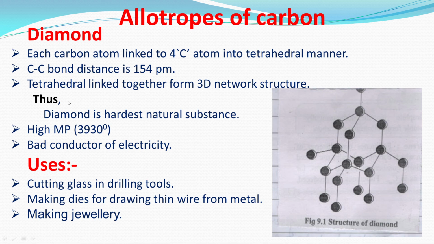Thus, diamond is the hardest natural substance. It has a high melting point, about 3930 degrees. It is a bad conductor of electricity. Diamond is used in cutting glass, in drilling tools, and in making dies for drawing thin wire from metal. It is also used in making jewelry.